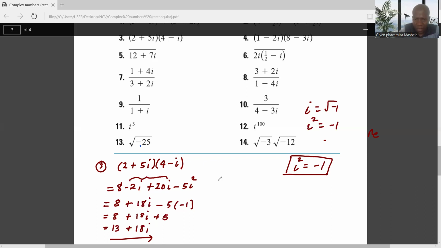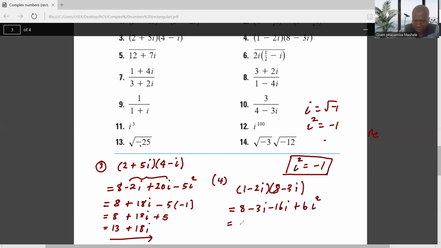Then number 4, what are we given? Number 4, it's 1 minus 2i multiplied with 8 minus 3i. Let's remove the brackets. 1 multiplied by 8 is 8. Minus 1 multiplied by -3i is -3i. Then -16i. Then plus 6i squared, if I'm not mistaken.